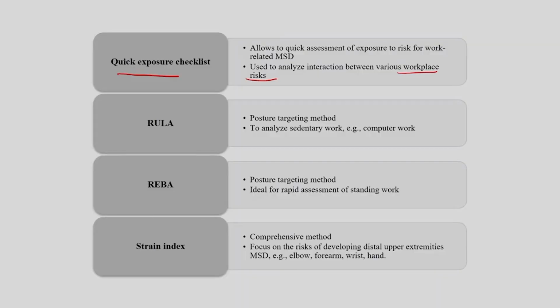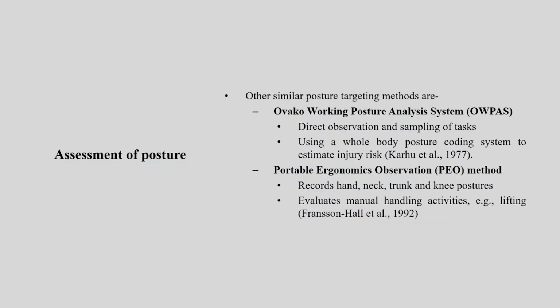So, REBA is again a very posture-targeting tool and ideal for standing work. Standing work means whole body work. So, if it is not dynamic work, but you are standing and doing the job. Strain index is a very comprehensive method, and it focuses on the risk of developing distal upper extremities musculoskeletal disorders, specifically elbow, forearm, wrist and hand. So, these are the four major methods that we will be discussing.